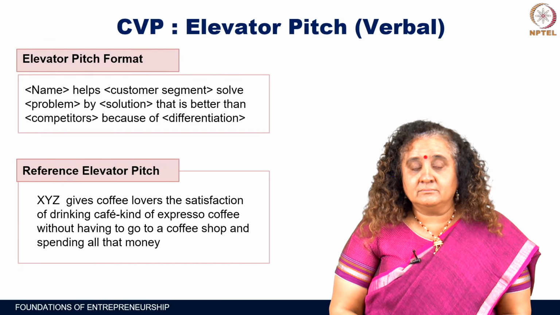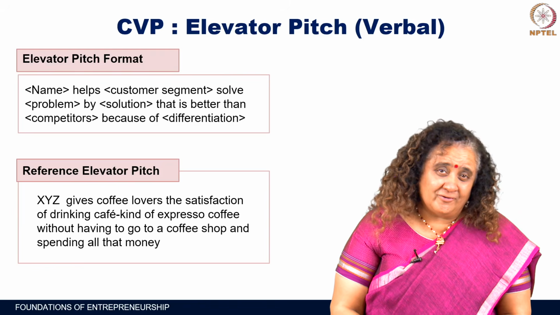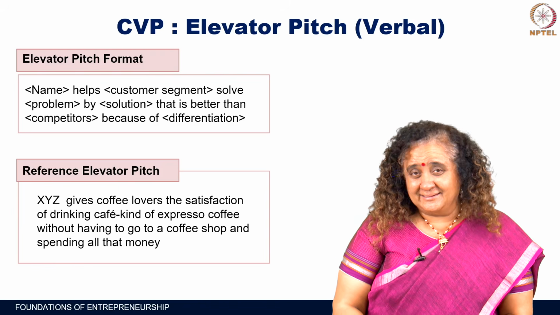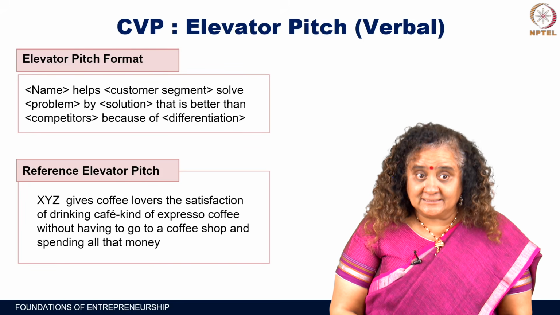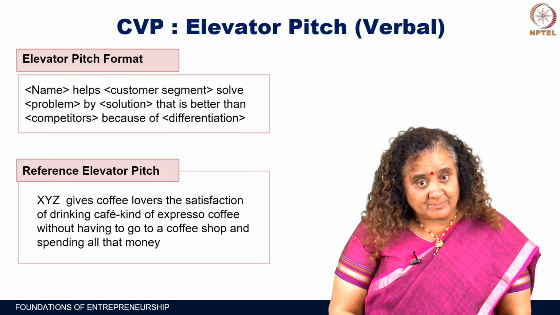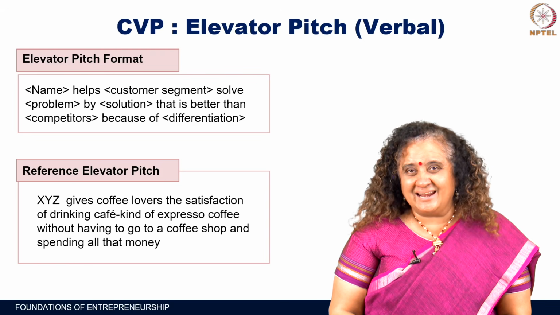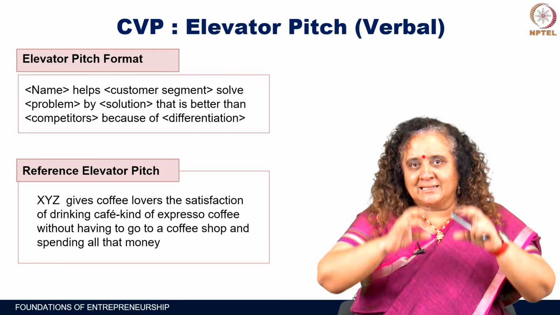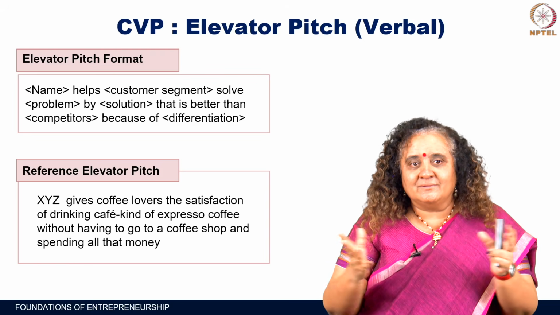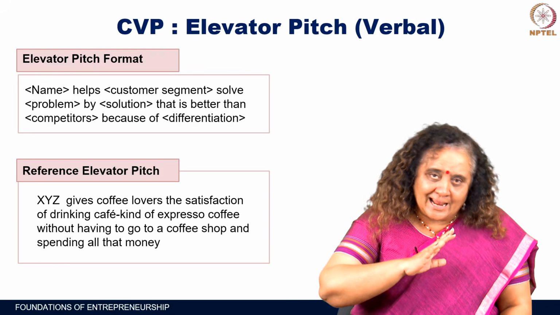Solve the problem. The problem was, I get coffee at home, I get coffee at office, but it doesn't taste like the coffee I get in the coffee shop. It gives the satisfaction of drinking cafe kind of espresso coffee, and the problem is I don't have to go to the store and I don't have to spend all that money. So it's a very classical example of how a customer value proposition can be written. It is both left brain and right brain.